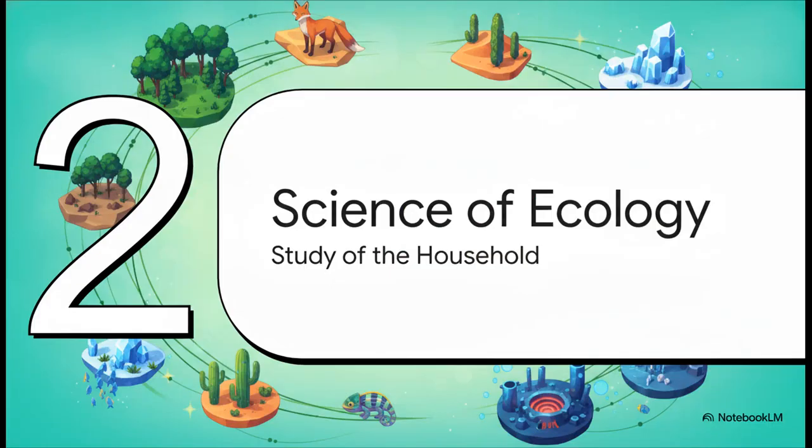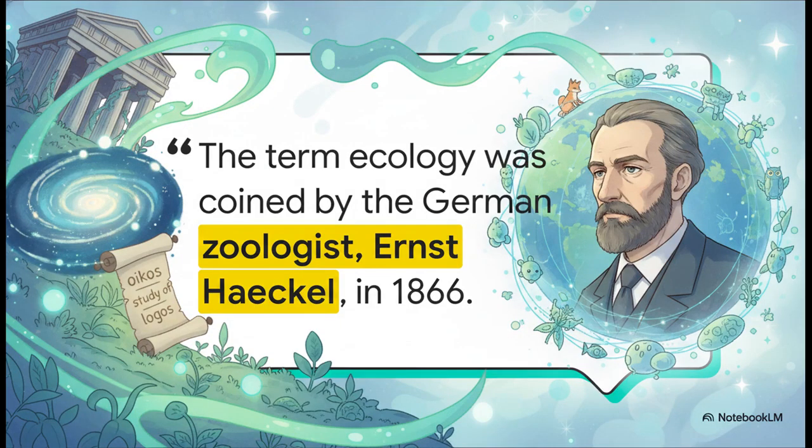Moving right along to part 2, the science of ecology. Having defined what our environment actually is, let's look at the specific science dedicated to understanding it. Ecology is just a fantastic field, and the history of the word itself is super revealing. It was coined by the German zoologist Ernst Haeckel way back in 1866. He basically mashed up 2 Greek words, logos, meaning the study of, and oikos, meaning household or place to live.